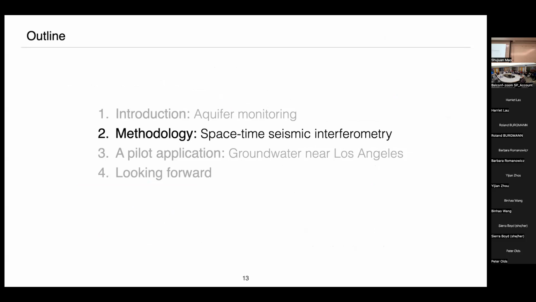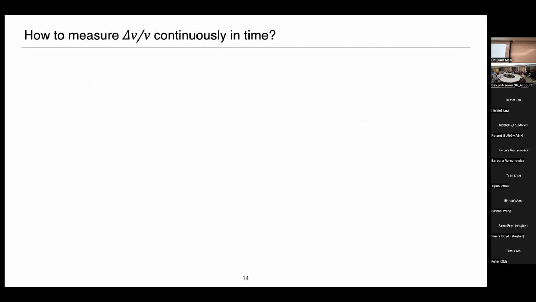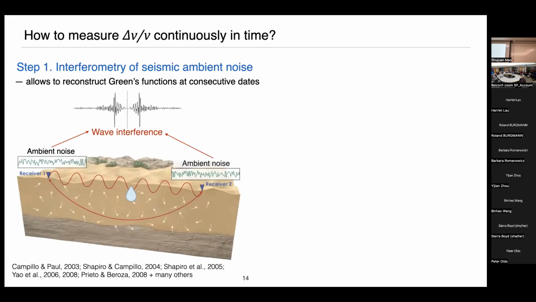First, let's look at the time dimension. That is how to measure delta V over V continuously in time. This incorporates seismic interferometry in two steps. The first step is seismic interferometry of ambient noise. So the basic idea is that the Earth's surface is vibrating all the time, everywhere, as I speak. It's just that most of the time, those vibrations are too small for us human beings to notice. But those ambient vibrations, or ambient noise, are being continuously recorded by seismometers. As shown here by the green waveforms, those ambient vibrations most of the time are really noisy and somewhat random.